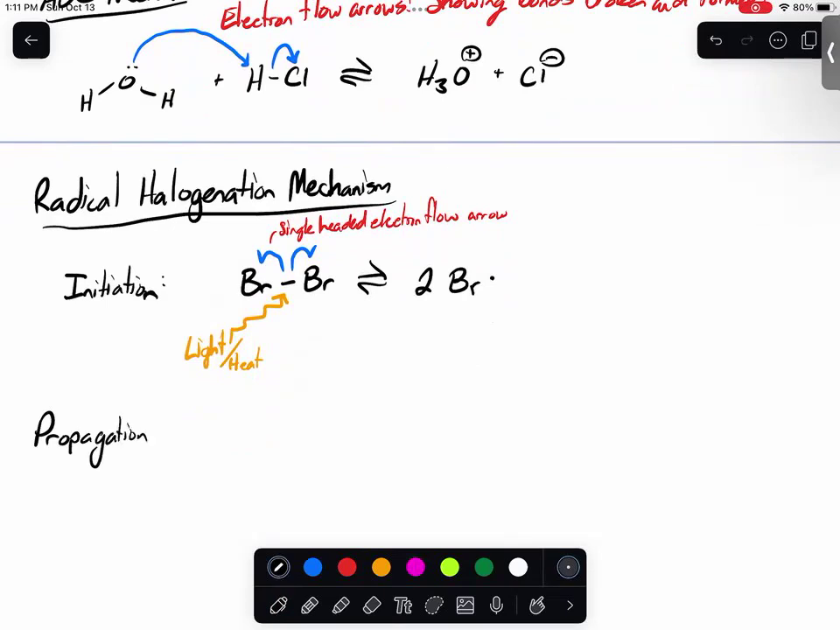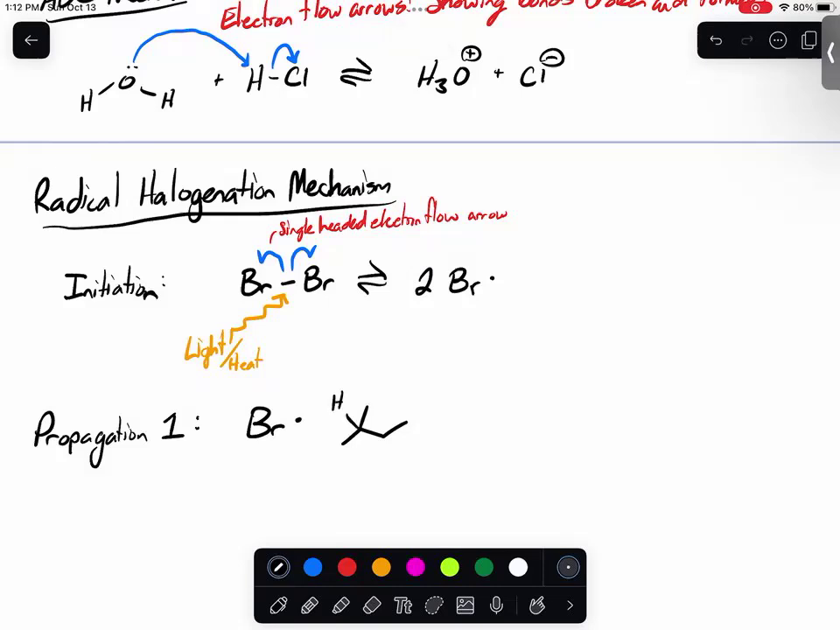And there's actually two propagation steps. We're going to talk about propagation one first because it's technically the first one that happens. Now, in this step of the mechanism, essentially what's happening is one of those bromine radicals from the first step is going to show up and it's going to bump into our alkane, right? And what that's going to do is there are hydrogens all over this alkane.